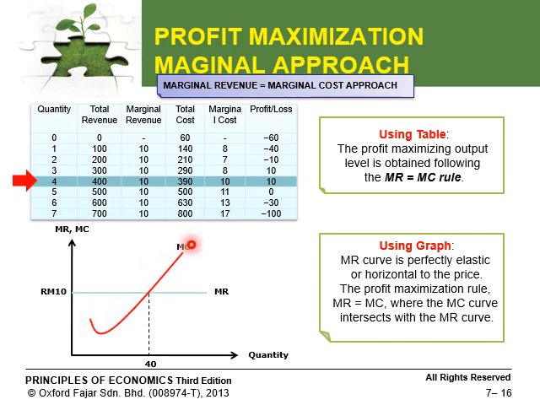They march upward. So how do we know at which level the firm is making the maximum profit? By looking at where marginal revenue and marginal cost are equal.